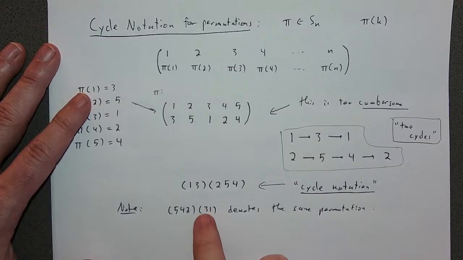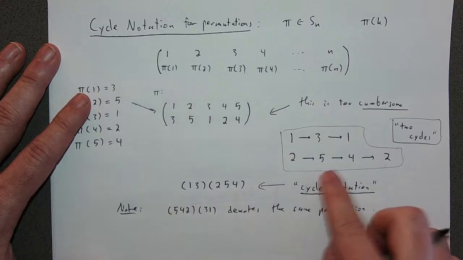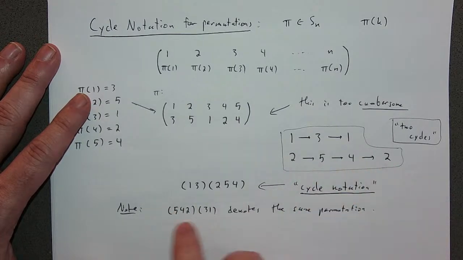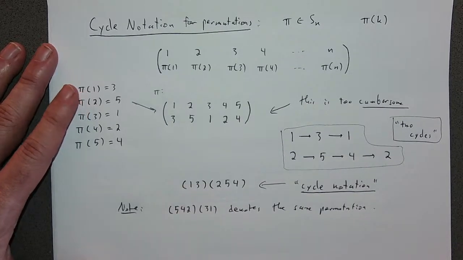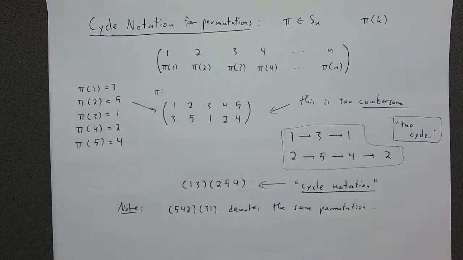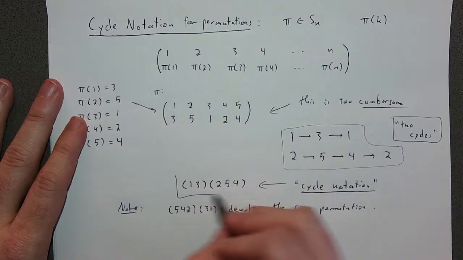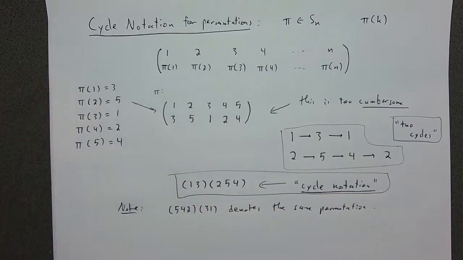So 3 goes to 1, 1 goes to 3. That's really the same thing as 1 going to 3, 3 going to 1. Here, 5 goes to 4, 4 goes to 2, 2 goes to 5. That's the same thing going on here. These two are the same. So this isn't great, because I want this cycle notation to be unique so that it can help me with these counting issues. I don't have to worry about non-unique representation of these things.